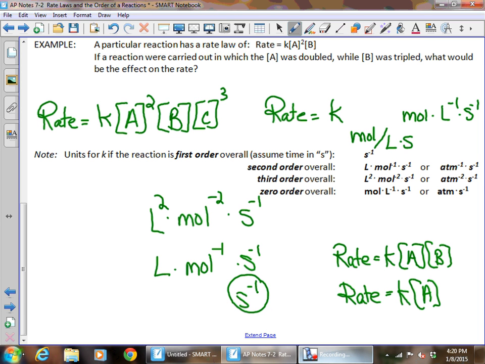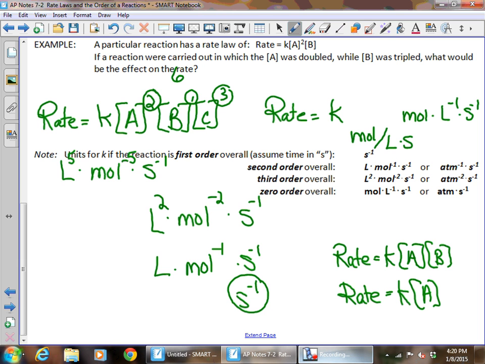And a lot of people freaked out because they'd never seen one like this. But if you know this shortcut, and you know it always defaults to liters to the positive something, moles to the negative something, seconds to -1, reciprocal seconds. Think about it. The overall order for this would be 2 plus an understood 1 plus 3. So the overall order is 6. So hopefully you're seeing it. You're going to have one less for the exponents. So the units for that were liters to the 5th, moles to the -5th, seconds to the -1. So it's just a shortcut for you that hopefully will help you with coming up with these units a little bit quicker without having to cancel everything every time.